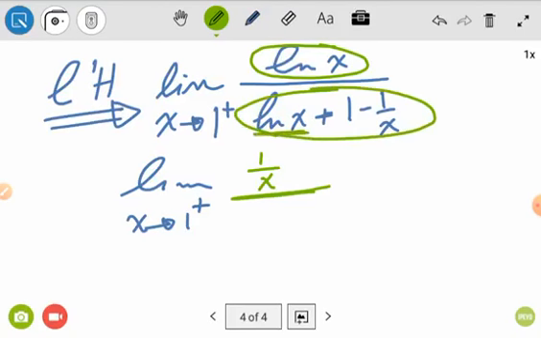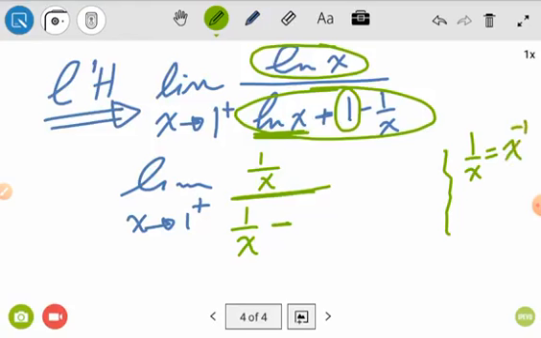The derivative of the first ln x will be 1/x, and then the derivative of this one is 0. And the derivative of 1 over x, what's the derivative of 1 over x? Yes, it's x to the power of negative 1. And then what's the derivative here of 1 over x? 1 over x squared, right? Yes, so it's a negative, and then will be positive here, and 1 over x squared.